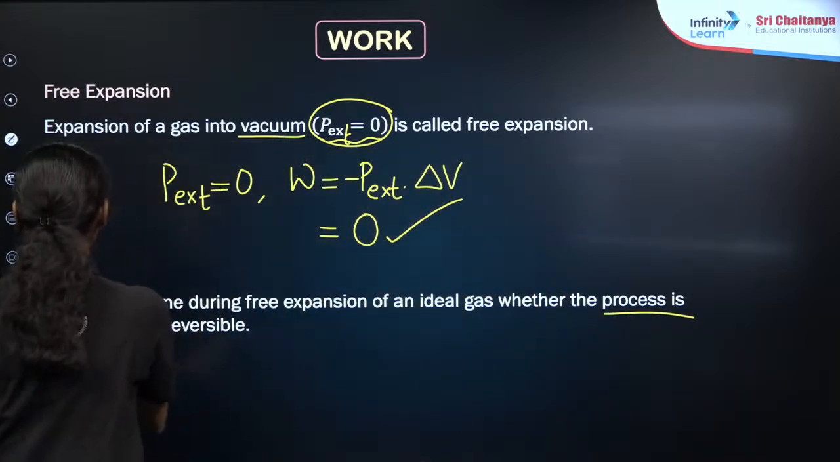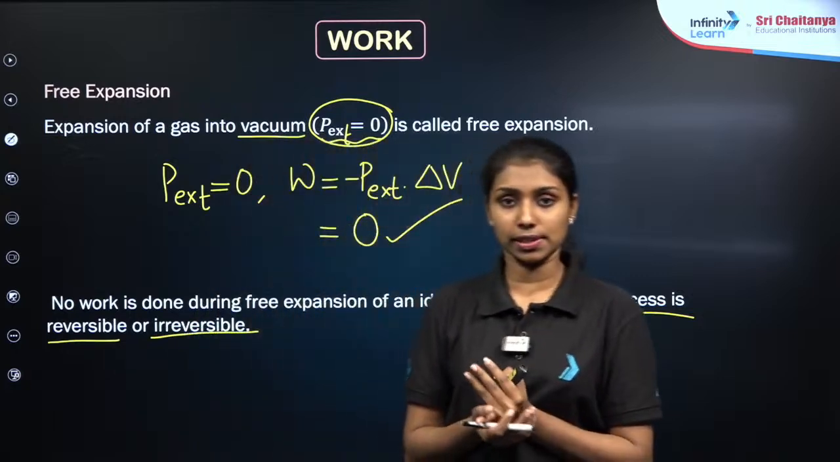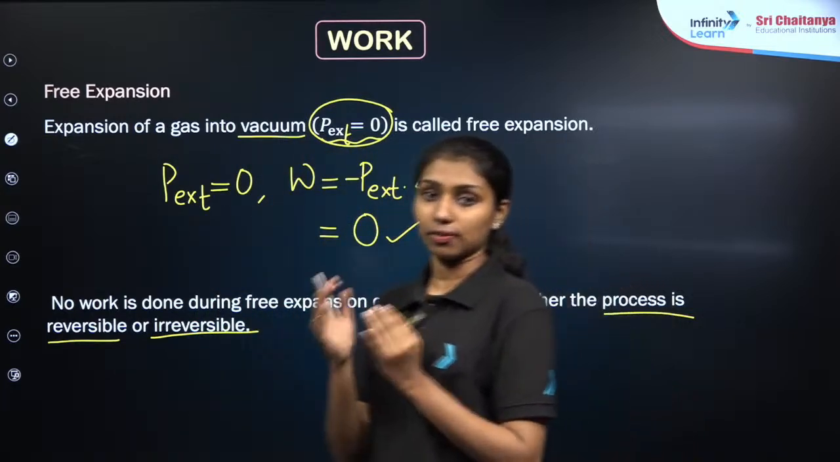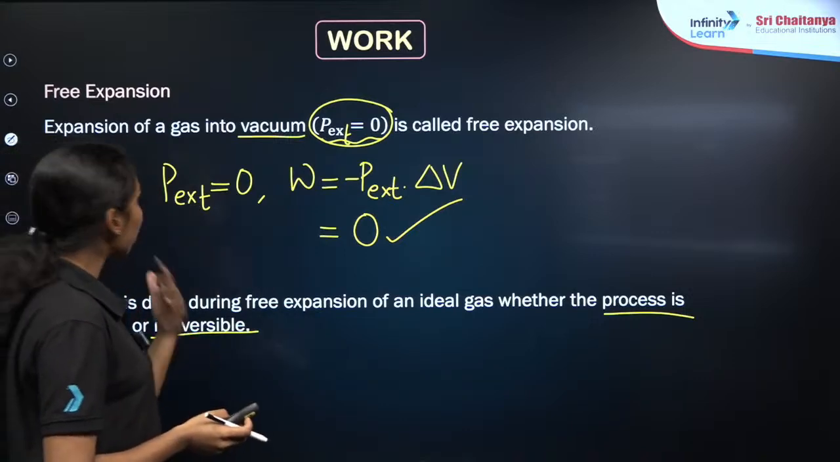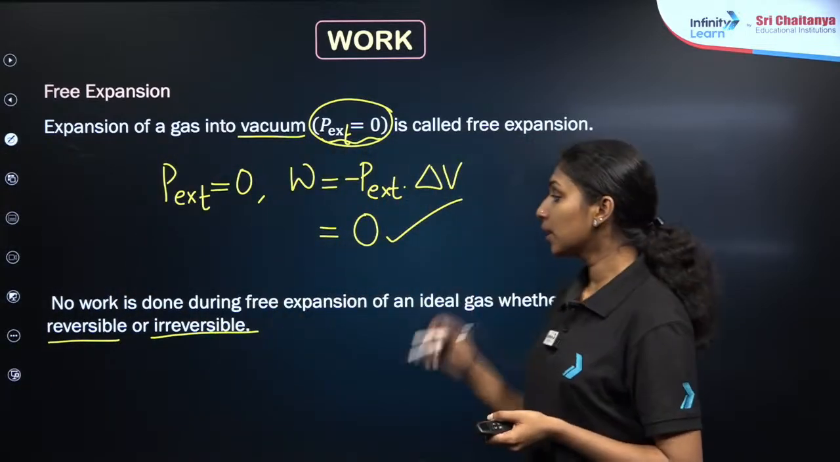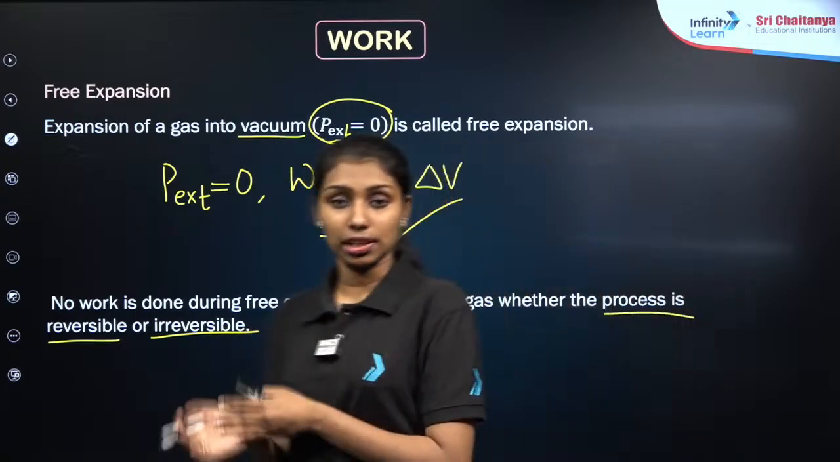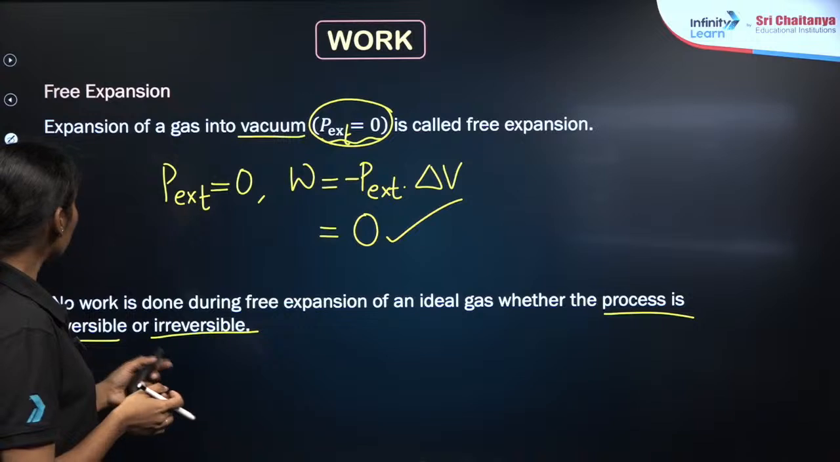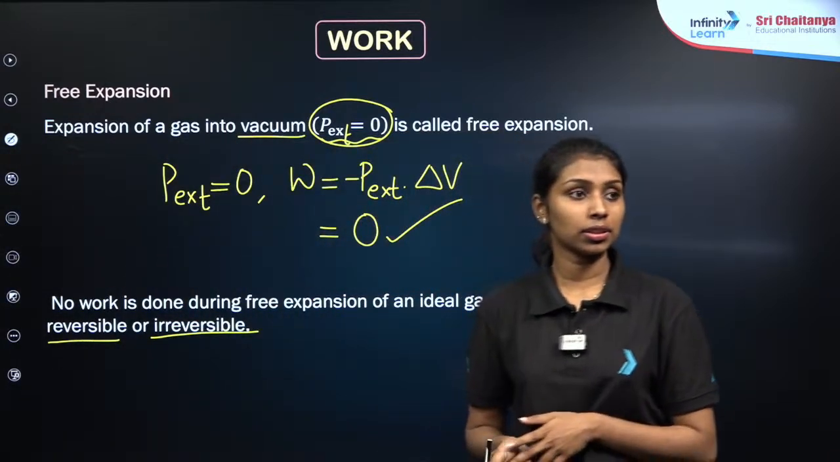In the previous session, we have discussed the two types of process, reversible as well as irreversible process. Whenever we are taking any gas or ideal gas, during the free expansion towards the vacuum, the value of work will be 0, whether it is a reversible or irreversible process. Clear? That is the condition for free expansion work.